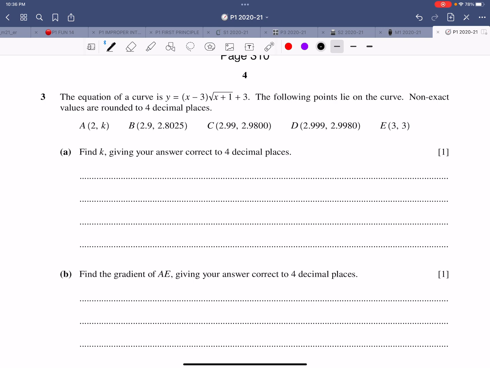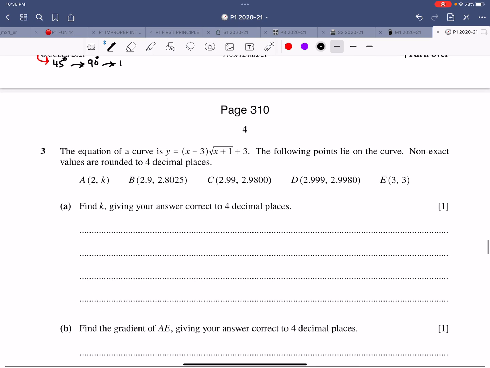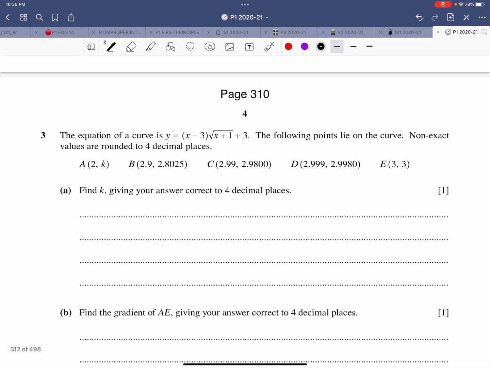Now it's looking for: find the value of k. So that's simple. The equation is y equals x minus 3 square root x plus 1, plus 3. So when x equals 2, plug in the value: 2 minus 3 square root 2 plus 1, plus 3. Use a calculator and then you will get this particular answer. So that is the working for this particular part.